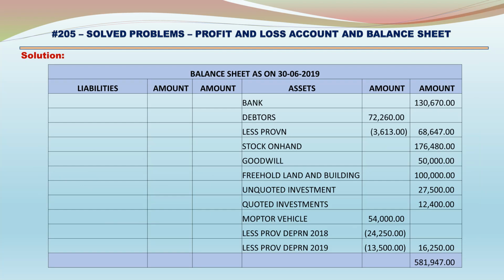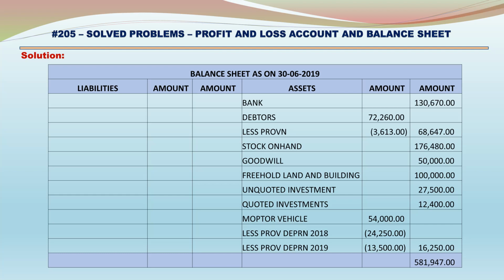On the asset side, bank 130,670. Debtors 72,260. Less provision 3,613. Net debtors 68,647. Stock on hand 176,480. Goodwill 50,000. Freehold land and buildings 100,000. Unquoted investments 27,500. Quoted investments 12,400.